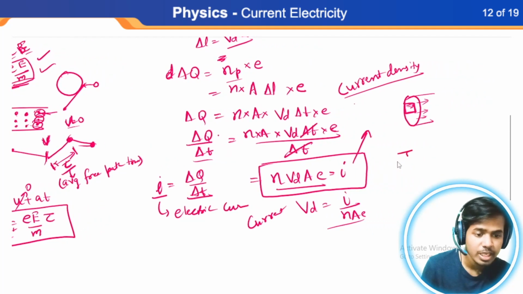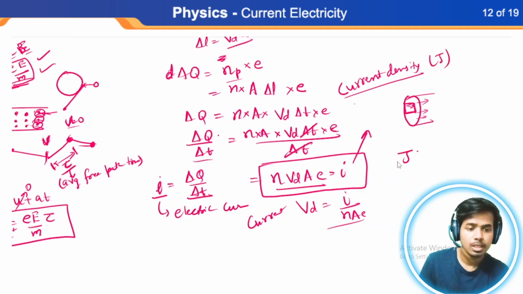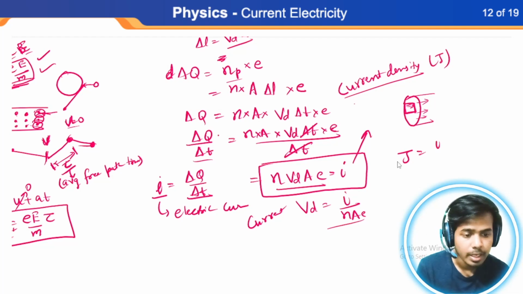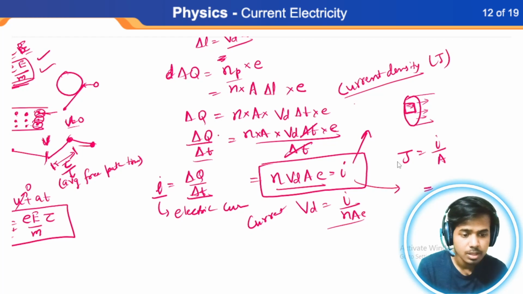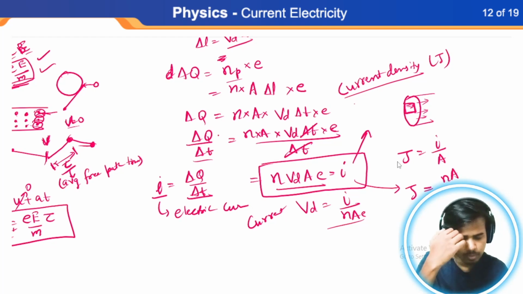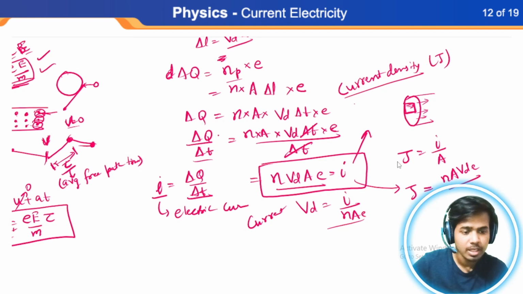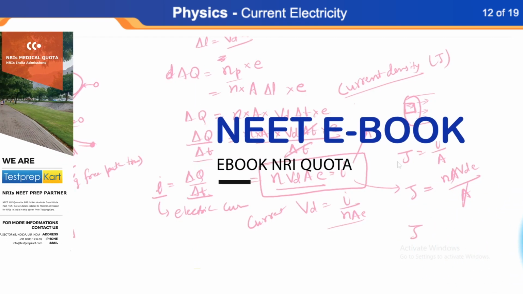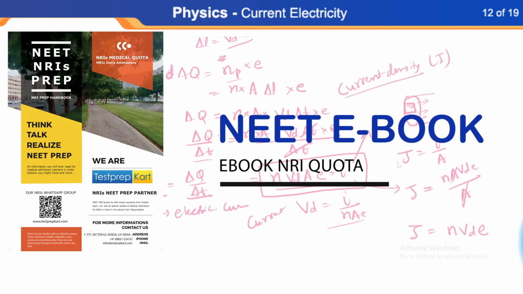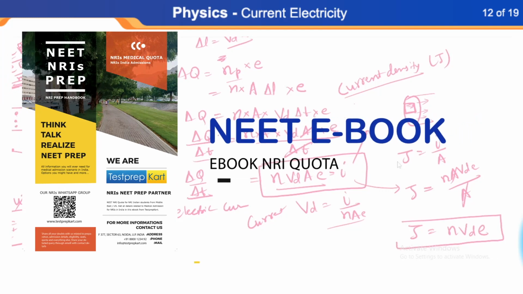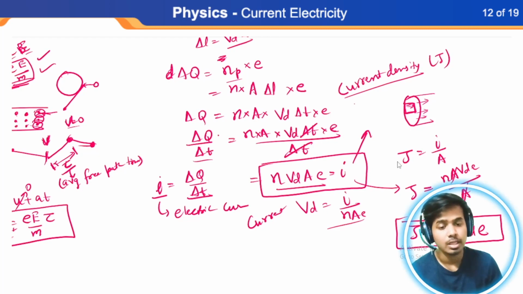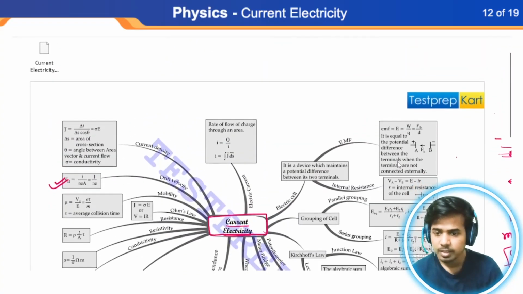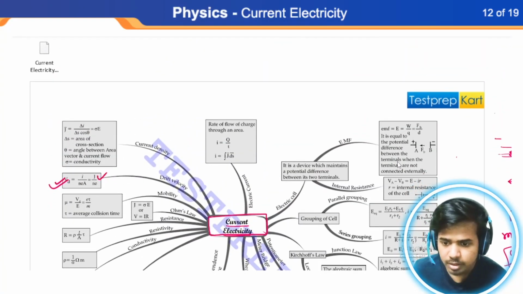So current density, represented by the term J, is equal to current by area. If I substitute from here, J is equal to N A Vd e divided by the area itself. Area gets cancelled out, and J is equal to N Vd e. N is the number of electrons per unit volume, Vd is the drift velocity, and e is the charge on a single electron. I believe we have got this term as well.